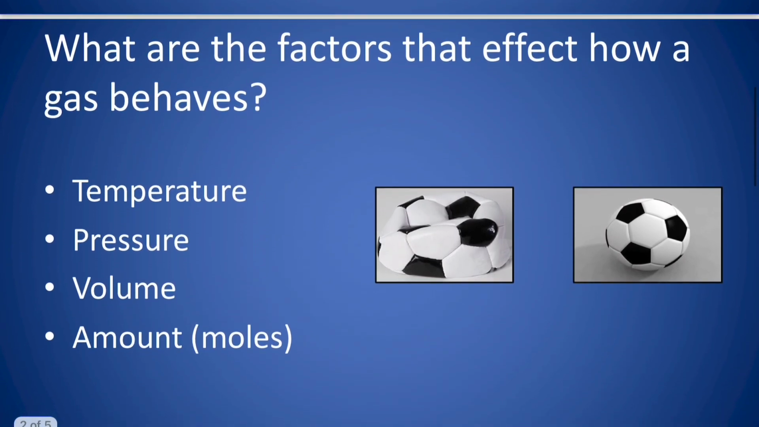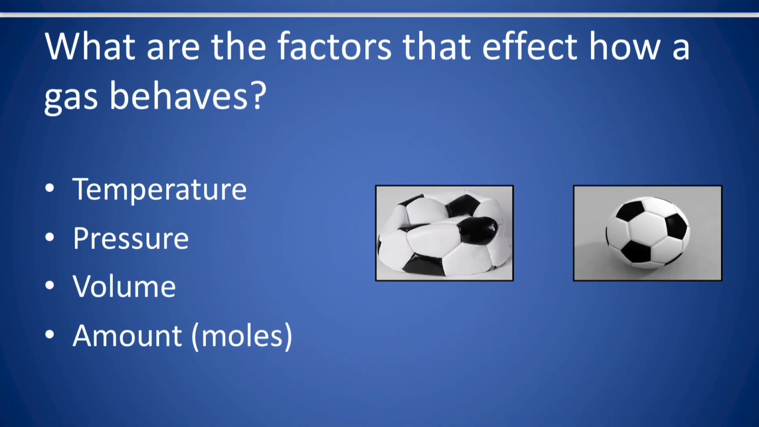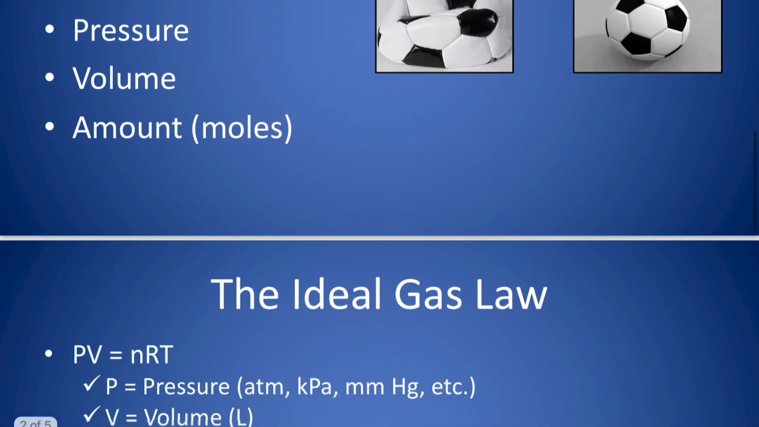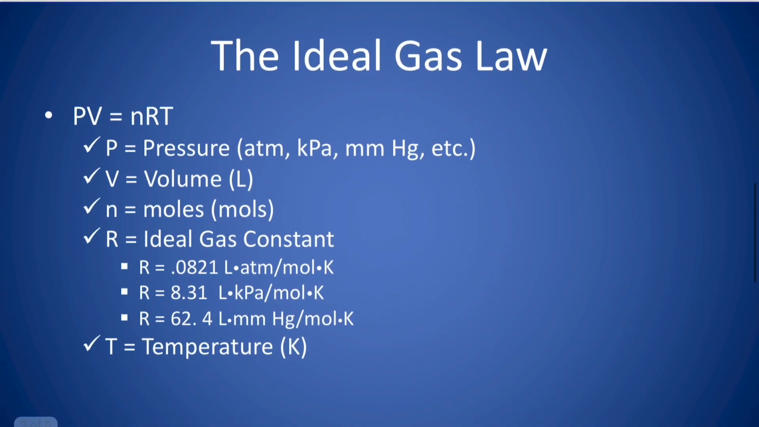So we've already talked about how some different factors affect how gases behave, mainly temperature, pressure, volume, and literally the amount of gas that's present, which we typically deal with in terms of moles. The ideal gas law allows us to relate all of these factors together via the ideal gas law constant. So the ideal gas law is PV equals nRT, meaning pressure times volume is equal to the number of moles times the ideal gas law constant times temperature.